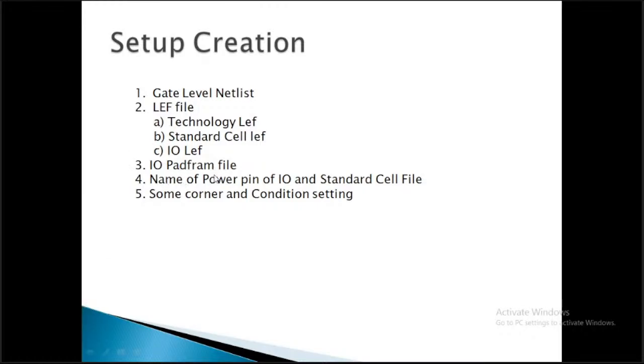Then there is one pad frame file we need, where we define in what order we have to place the IO, so how it is going to connect to the external world. Those are all the pad coordinates. Then power pins and some corner and condition settings we need, like what are the worst corner and the best corner on which any circuit will work based on the specification.